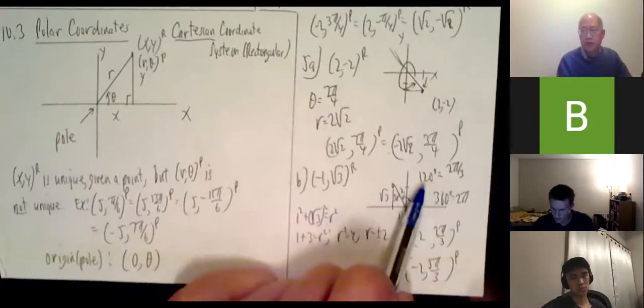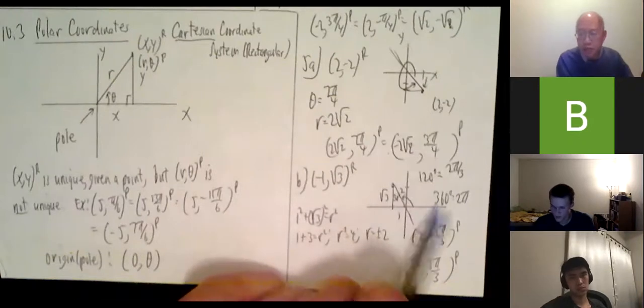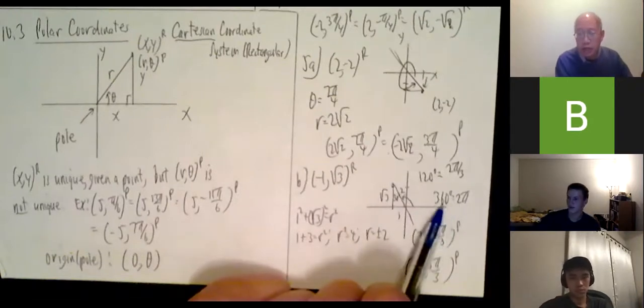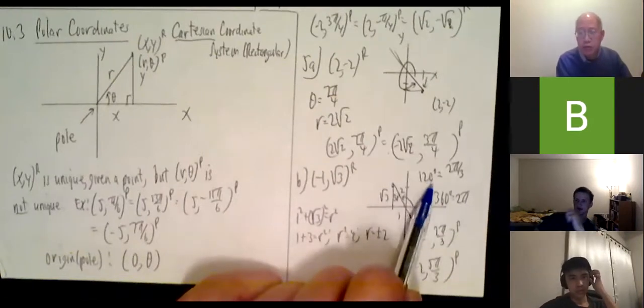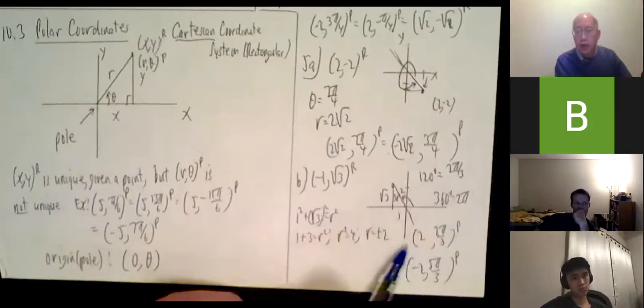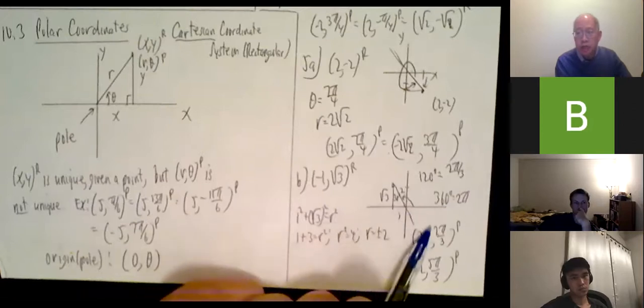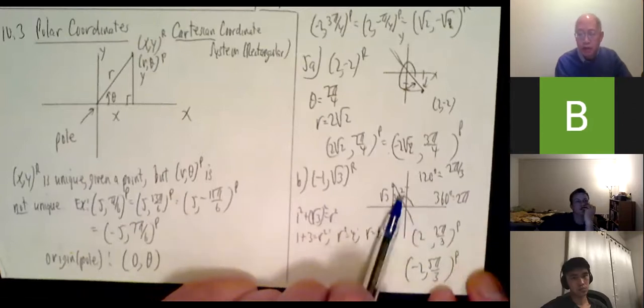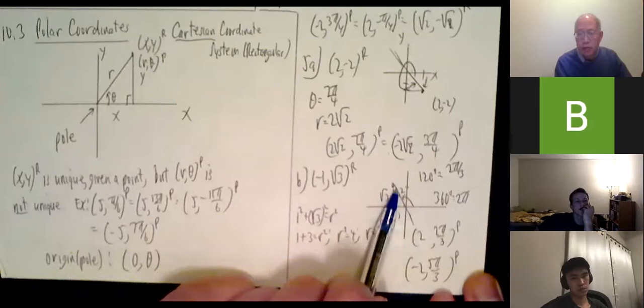Another way to think of 2 pi over 3 is, 360 is 2 pi. Divide this by 3, you get 120. So divide this by 3, 2 pi over 3. So this is 2 comma 2 pi over 3. I go to 2 pi over 3, and I walk out 2 units.